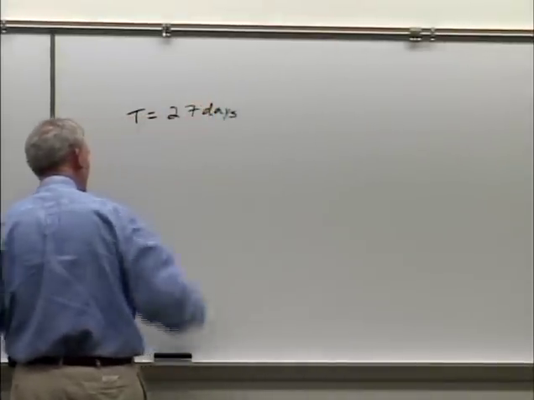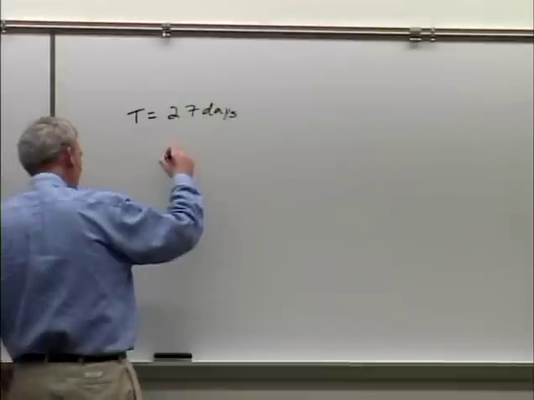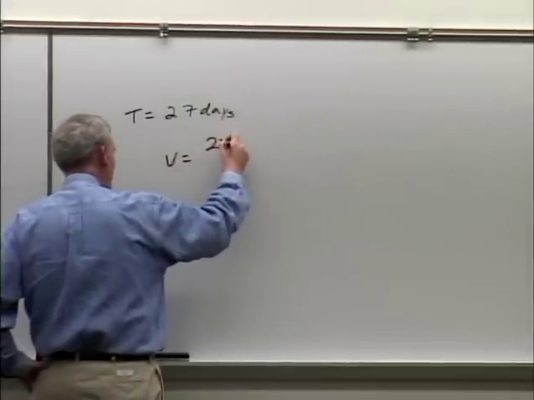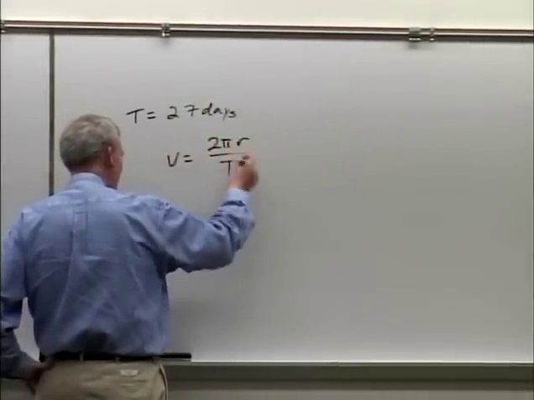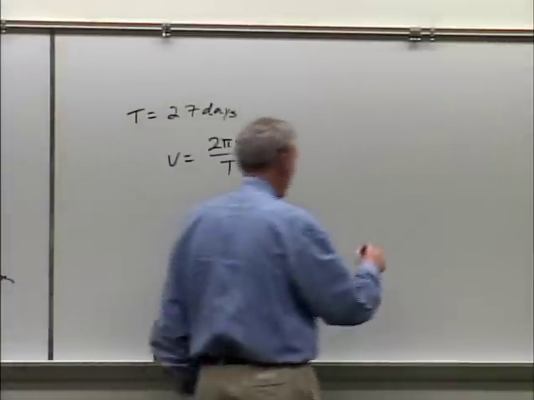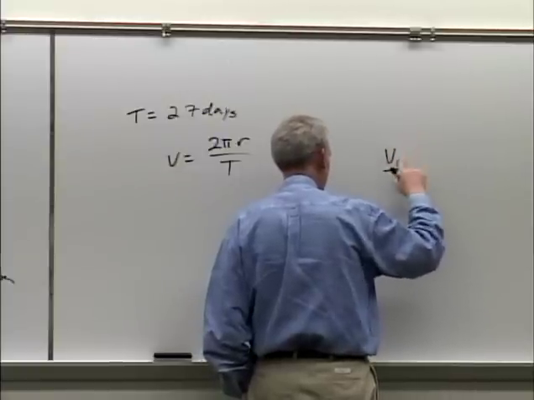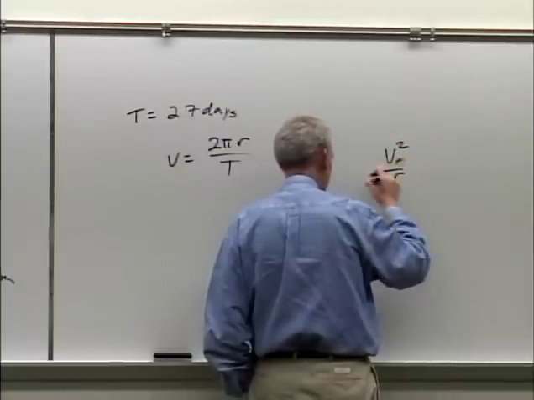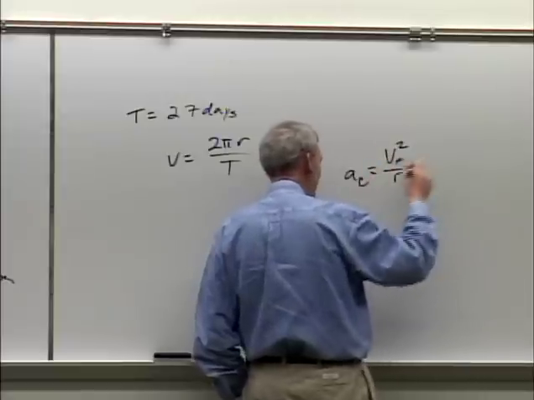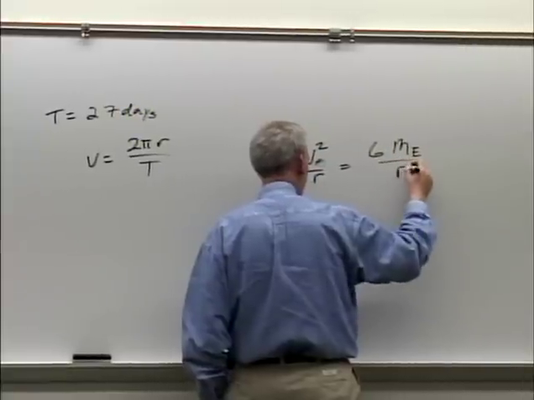27 days, about 4 weeks, almost. All right, now, you had to get that into seconds, but really, V equals 2 pi r, which was given, divided by t. And you had to get t in seconds. And we also know this, that V squared over r equals the acceleration, which equals G M_E over r squared.